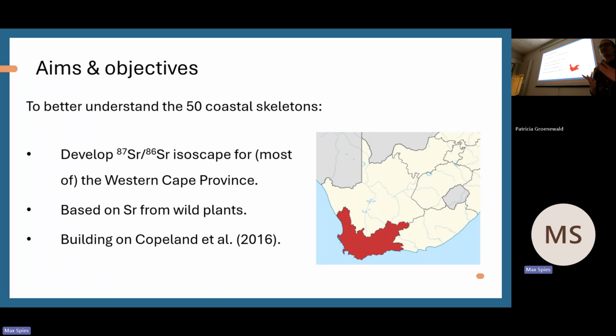Like I mentioned, an isoscape is a spatial predictive model of strontium variation. And I've made that model based on strontium from wild plants. Most of this work builds upon work done by Copeland et al. in 2016 from the South Coast.